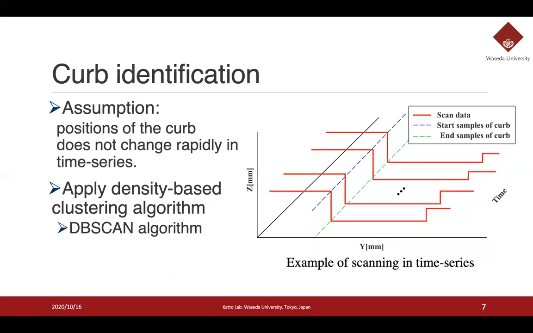As the final step, we obtain curve data in time series applying density-based clustering algorithm to detected curve data. The reason why we apply density-based clustering algorithm is that the position of the curve does not change rapidly in time series. So we assume that the start and end samples of the curve in each scan does not change largely even if the bicycle moves. In this experiment, we chose DBSCAN algorithm. In the next slide, I'd like to show you our experiments and experimental results.